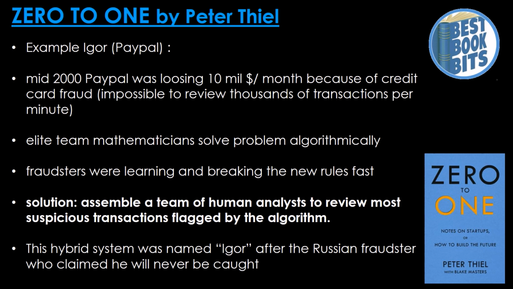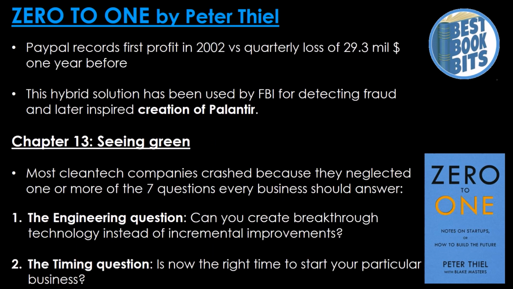This hybrid system was named Igor after the Russian fraudster who claimed he would never be caught. PayPal recorded its first profit in 2002 versus a quarterly loss of $29.3 million one year before. The hybrid solution has been used by the FBI for detecting fraud and later inspired the creation of Palantir.